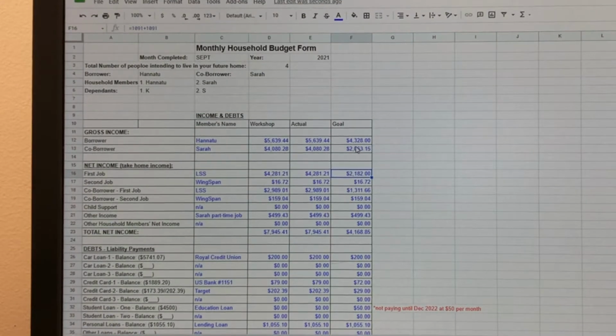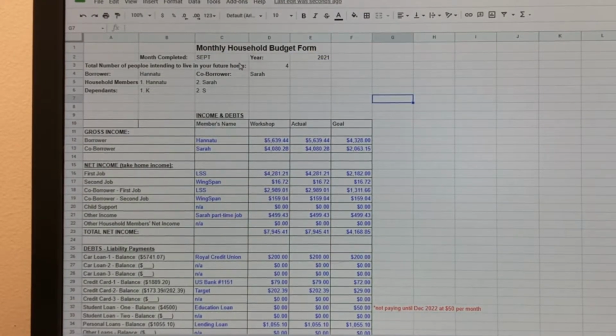So this is the budget form that I'll be taking you guys through. This is for the month of September 2021. For the housing program, or at least the house buying program we are working with, they require that we fill in the information of who is going to be on the mortgage loan, and then the dependents and people who are going to be living in the household.